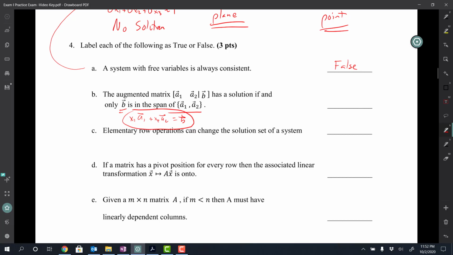And how do we solve vector equations? By forming the augmented matrix and doing a row reduction. So these are equivalent statements here. This one is going to be true.